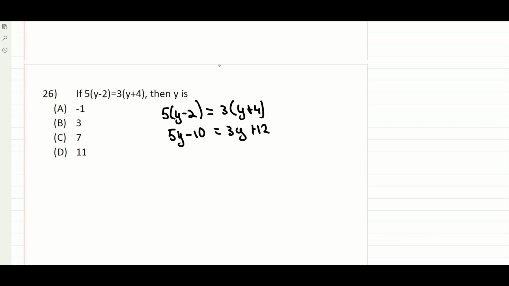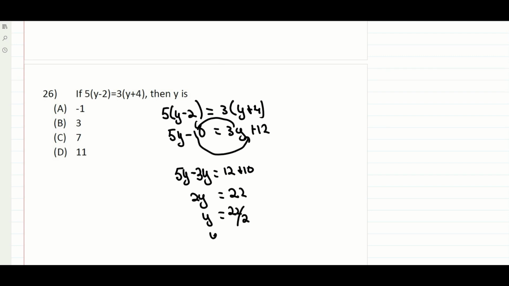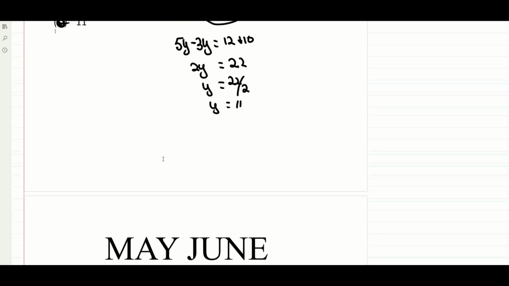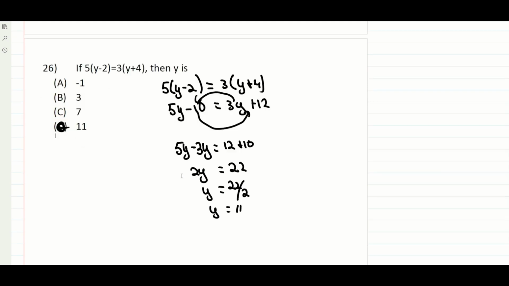You want to make y the subject, so put all the y's on one side and put all the other numbers on the other side. So you bring across plus 10 and you carry across 3. That is 5y minus 3y is equals to 12 plus 10. That's 2y is equals to 22. So y is equals to 22 divided by 2. So y is equals to 11. So my answer would be D for this question. And that is for January 2024.